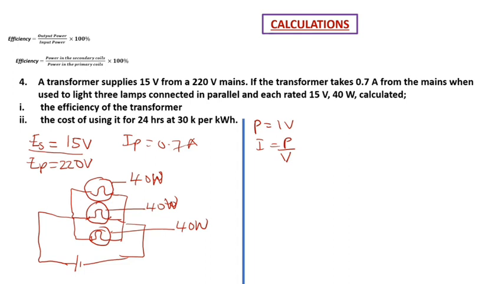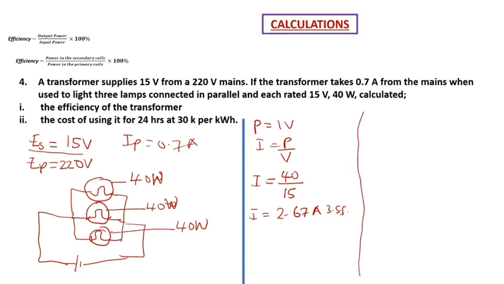So each of the currents in the circuit will be equal, since they have the same power and the same voltage across them, 15 volts. So we're going to have 40 divided by 15. So I would be equal to 40 divided by 15. That's 2.67 ampere. I'm taking this to three significant figures.